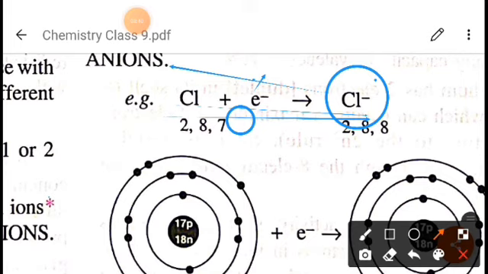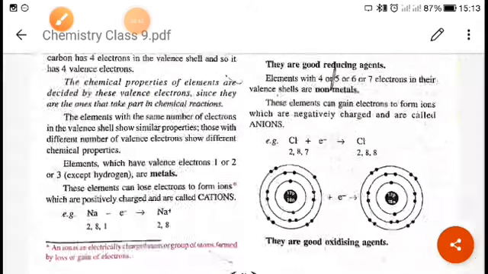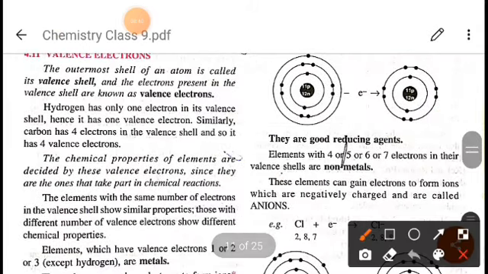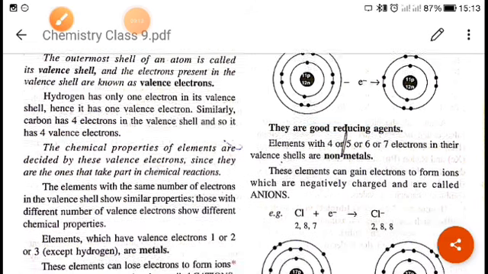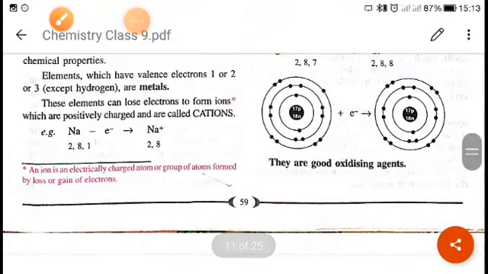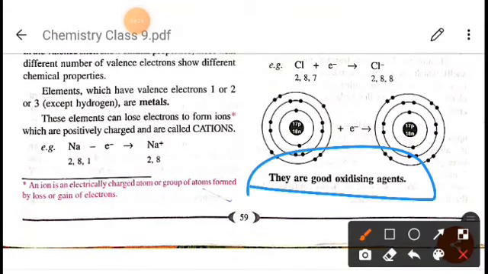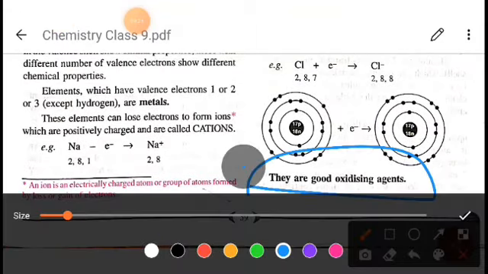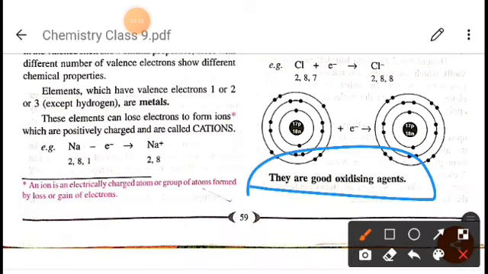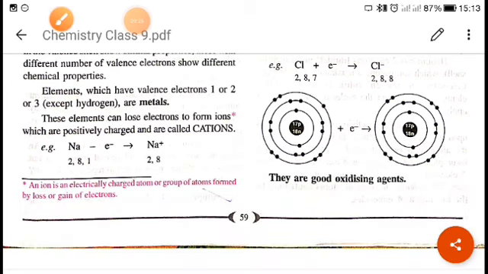Now next, if it is giving an electron, it will be a reducing agent. Since sodium has given the electron, it is a good reducing agent, and since chlorine has taken an electron, it is a good oxidizing agent. I hope you have understood this. Now we will move next.